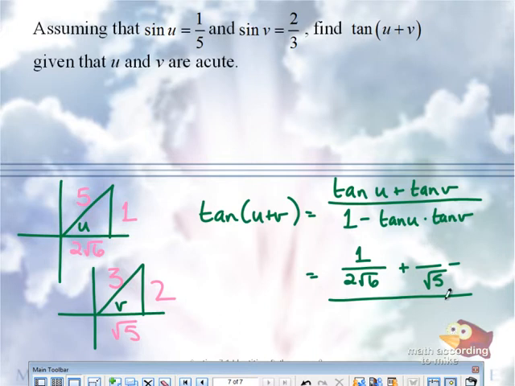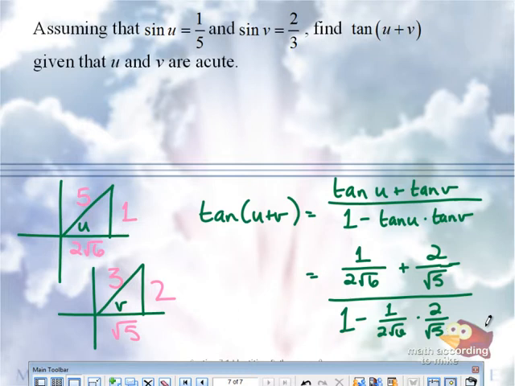Uh-oh. Lost my line. All over 1 minus tangent u, tangent v. So even though the directions don't say it, please provide the exact answer. I'm only going to want decimals if I'm giving you a word problem.